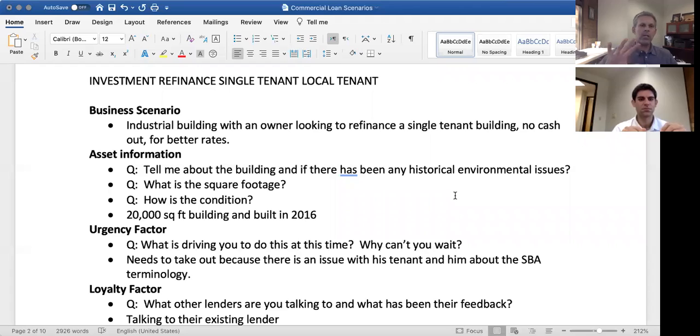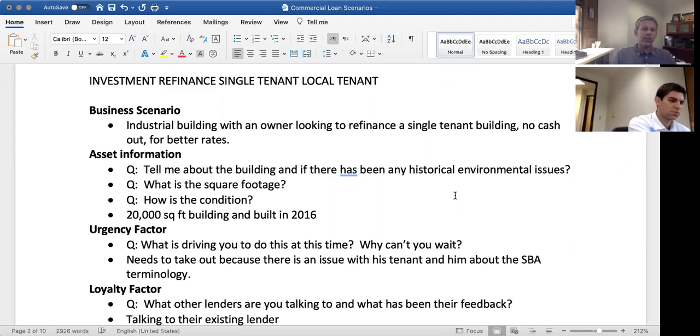So in this particular scenario, we're talking about an investment property. It's a refinance of a single tenant. So there's one tenant, and it's a local tenant, so it's not a national tenant. It's just one tenant locally. This was an industrial building. Owner was looking to refinance a single tenant building, no cash out, just to get better rates. So that was the scenario, a high level statement.